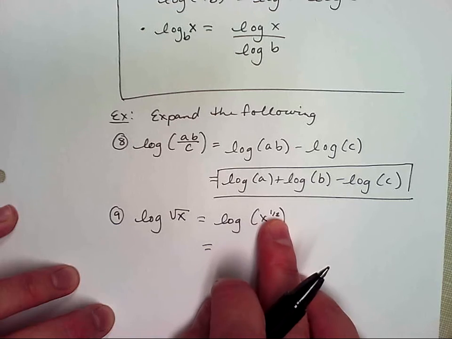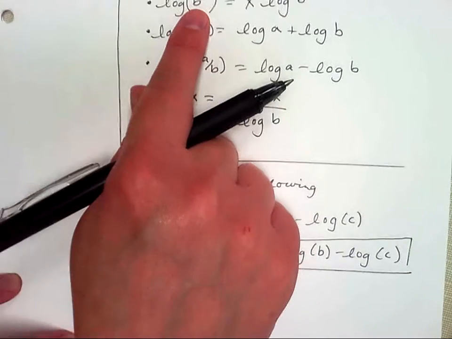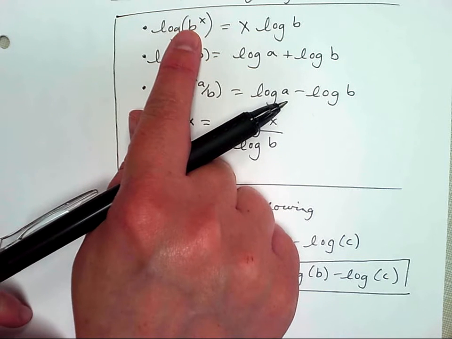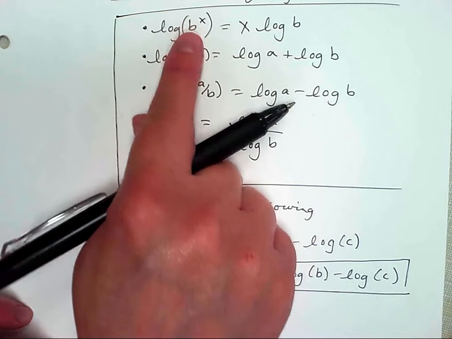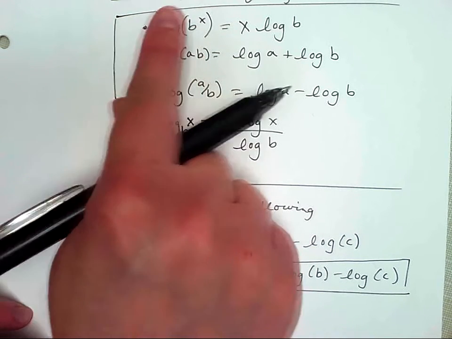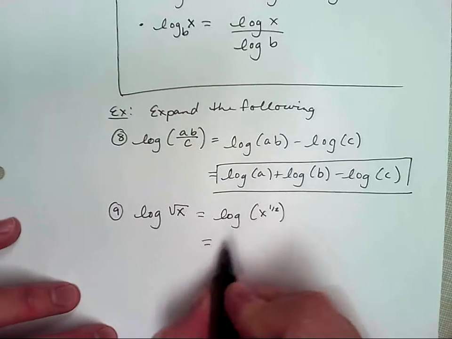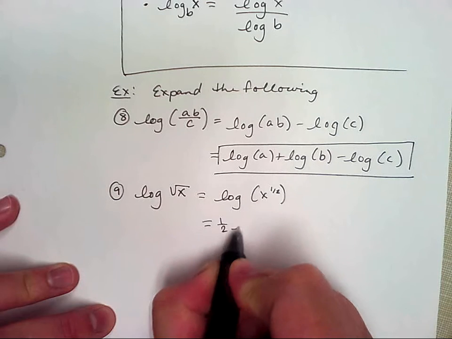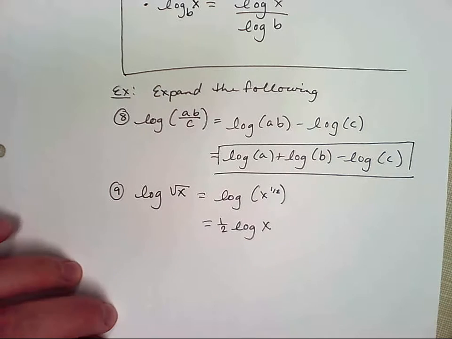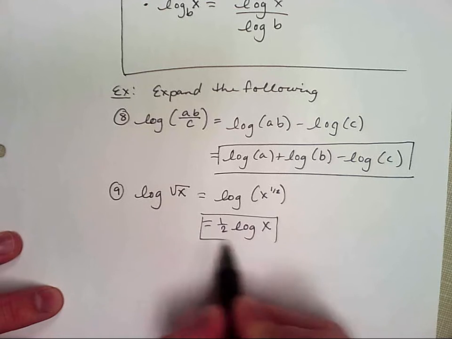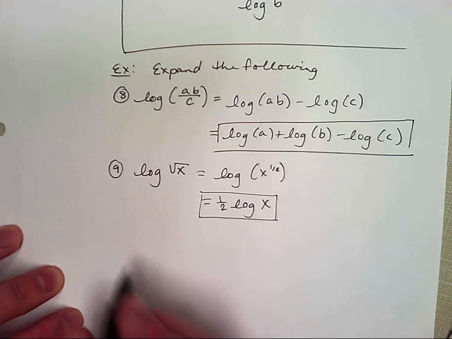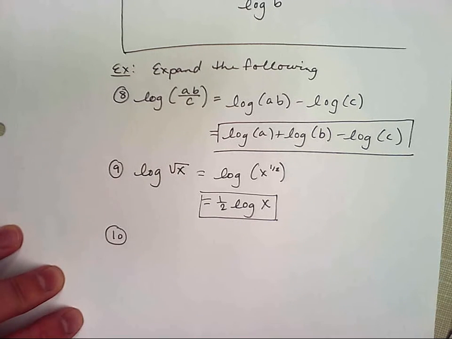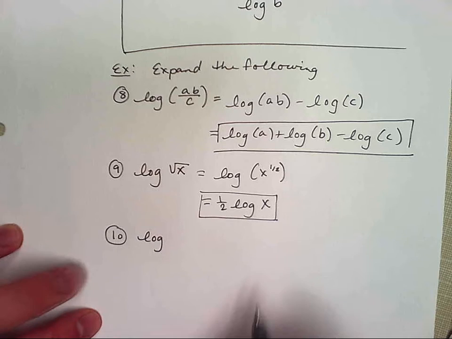But I have x to the 1/2 power. If I have a power inside of my logarithmic function, right? This power is on x, not on log. Then I can bring it out in front. So that becomes 1/2 log x. So are you guys feeling good about this? Is this okay? Very good.